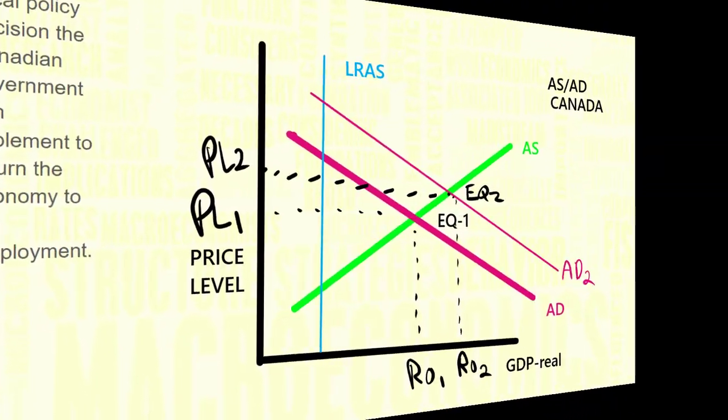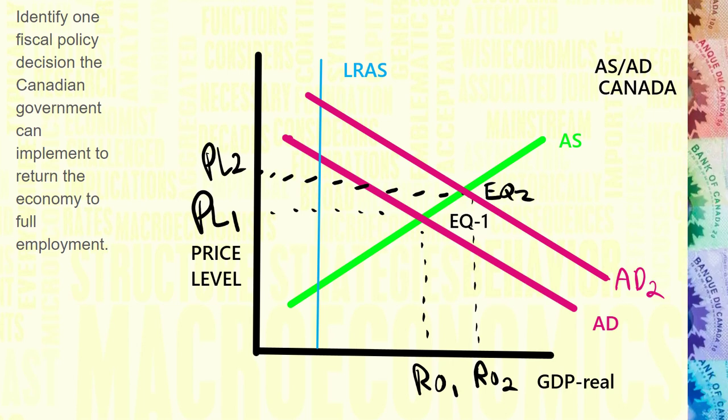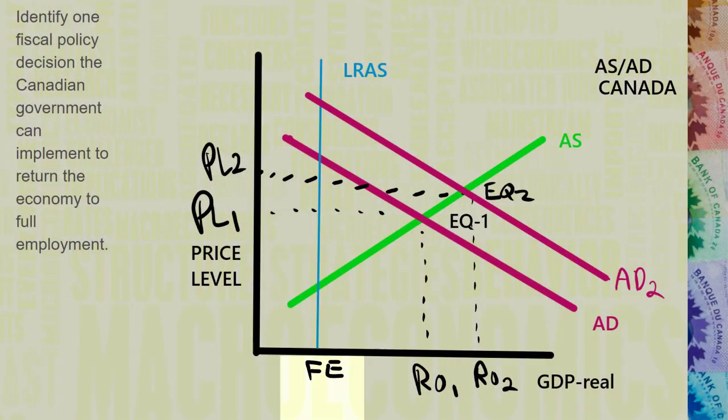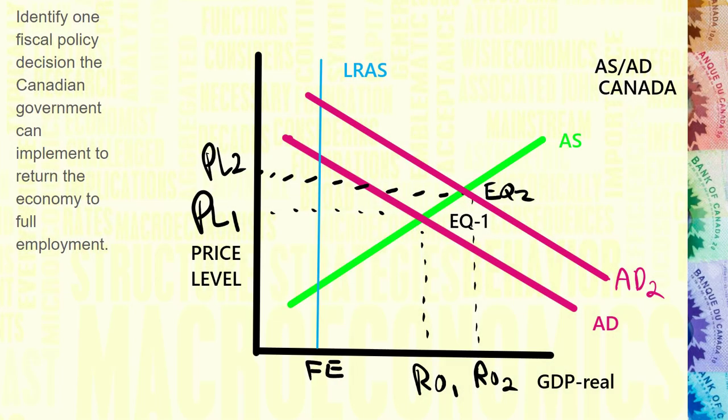Identify one fiscal policy here in question 2 that the Canadian government can implement to return the economy to full employment. Well, wait a minute. Where's full employment? Oh, remember when we had that whiteboard discussion? That was to determine that the LRAS is in fact full employment. I've been waiting till now to pencil it in. Here we go. Okay, it looks like we have to get an equilibrium 3 onto this line, and there's more than one place we can locate it.